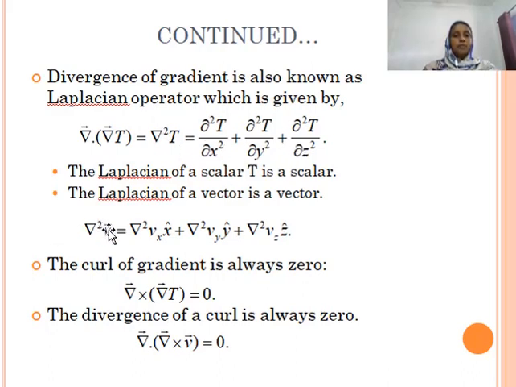This is the example for vector function. So del square V means del square Vx x cap plus del square Vy y cap plus del square Vz z cap. Okay, remember this point. Gradient is a vector differential operator, but del square is simply a scalar operator. So it can act both on scalar functions and on vector functions.